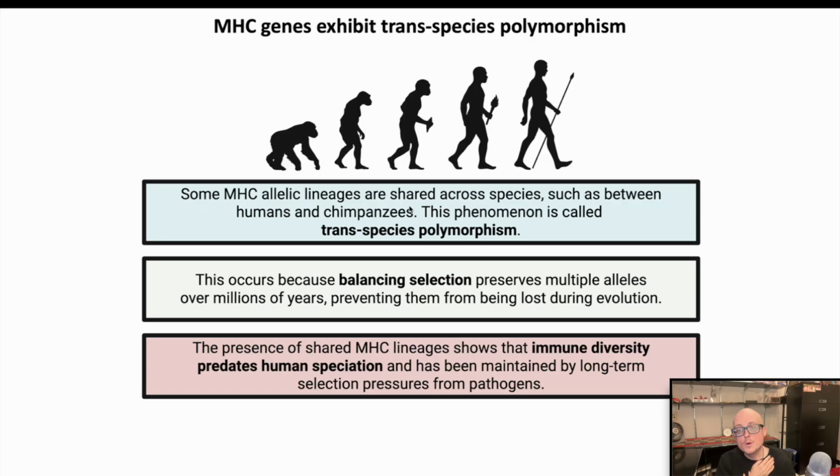And so a point there is that the immune diversity that we observe in humans predates human speciation and is in fact something that is true basically for all vertebrates that have adaptive immune systems. So another interesting feature of MHC genetics that is a bit unique.